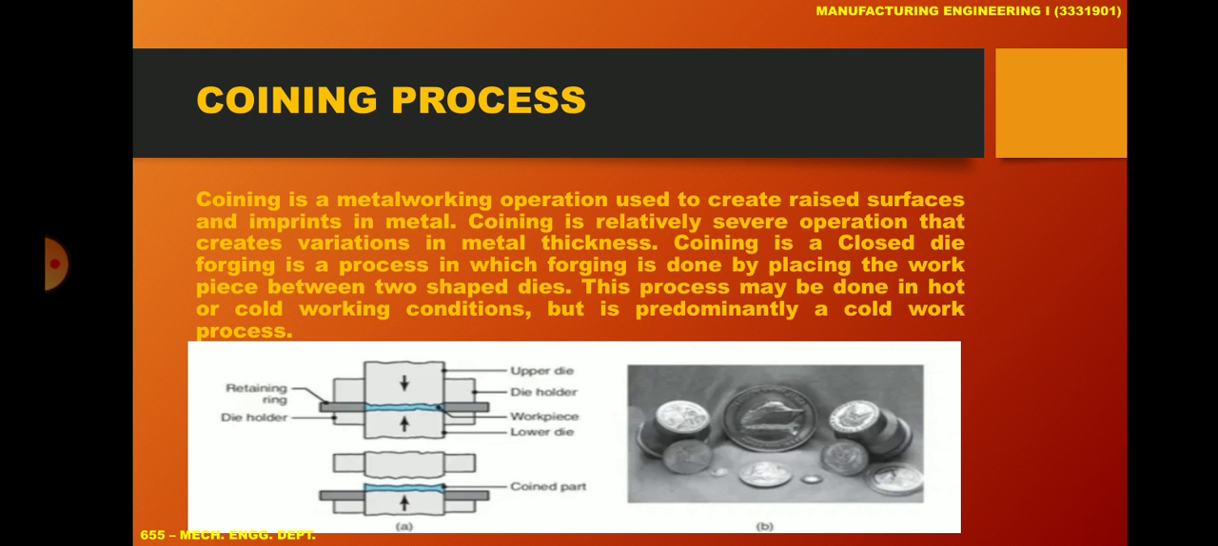Coining is a metal working operation used to create raised surfaces and imprints in metal. Coining is a relatively severe operation that creates variation in metal thickness. Coining is a closed die forging process in which forging is done by placing the workpiece between two shaped dies.